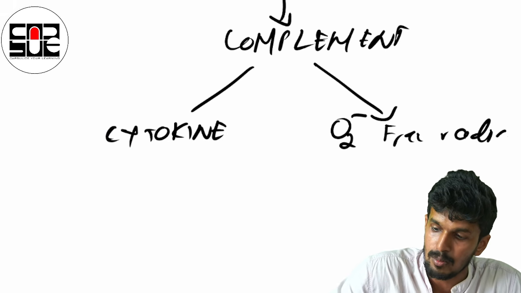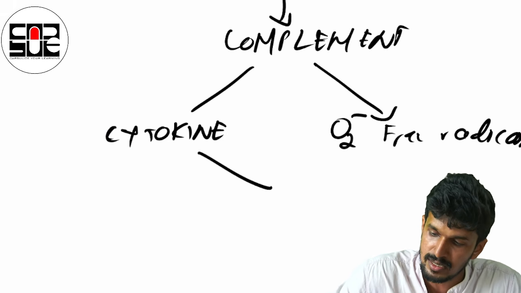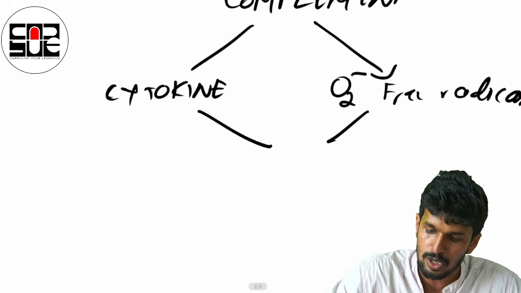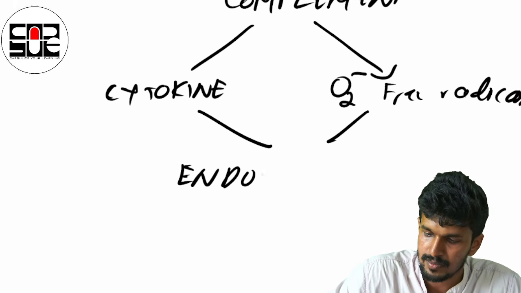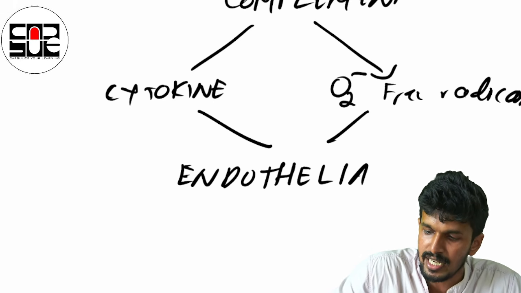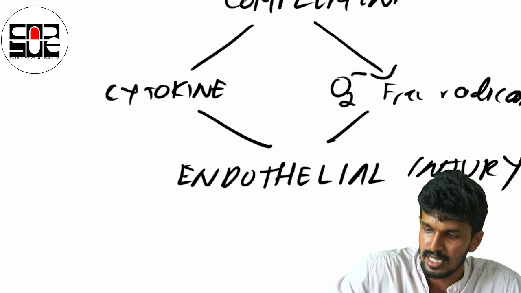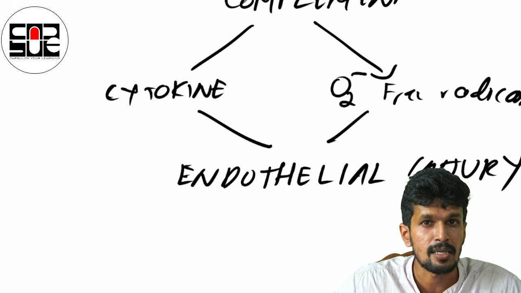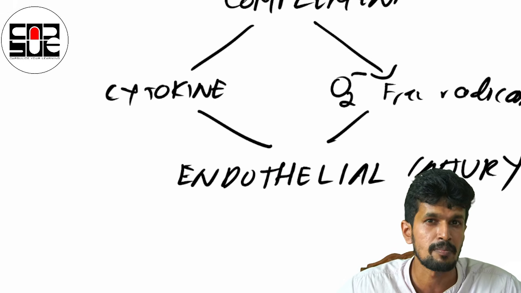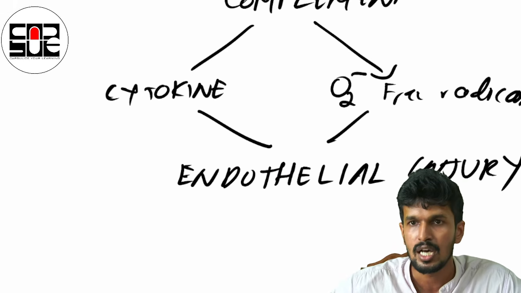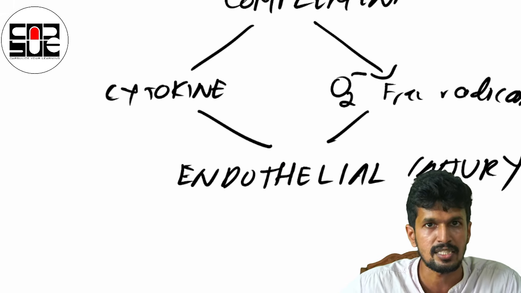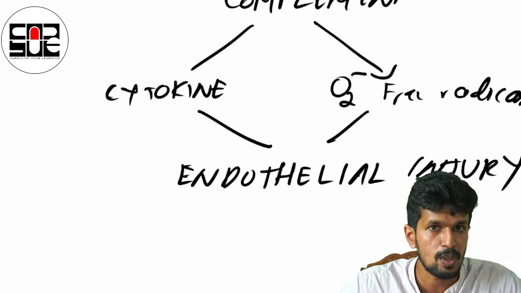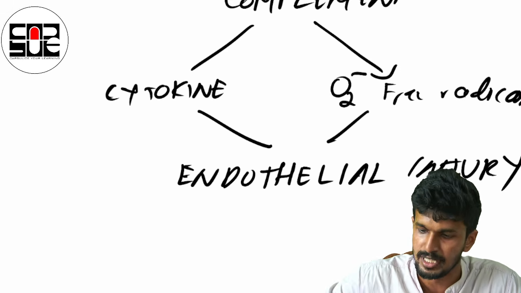Free radicals. What are these two doing at the microvascular level? These two will contribute to endothelial injury. Microvascular endothelial injury is happening due to tissue ischemia. So what happens if there is endothelial injury? The capillaries become leaky. Leaky capillaries lead to extravasation of intravascular contents, and that can lead to tissue edema, and at the same time it can also worsen the autodigestion of cells, leading to further tissue damage.